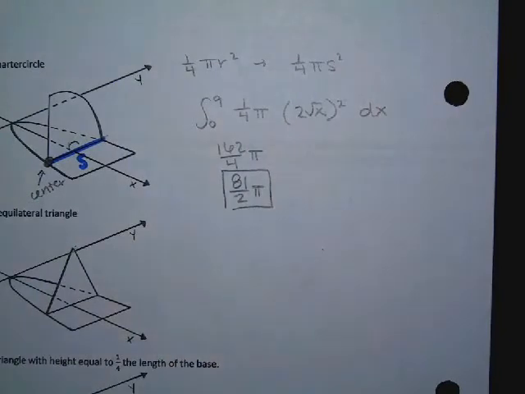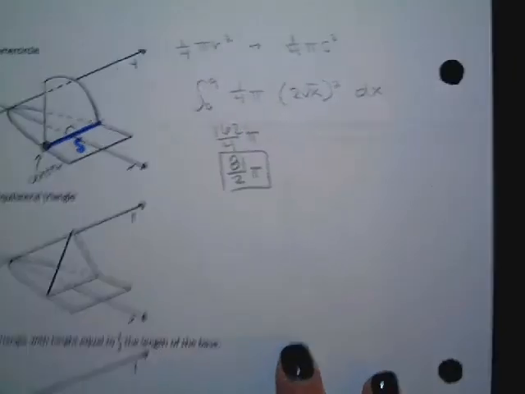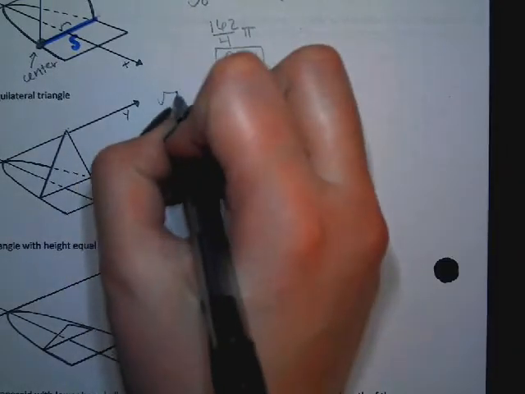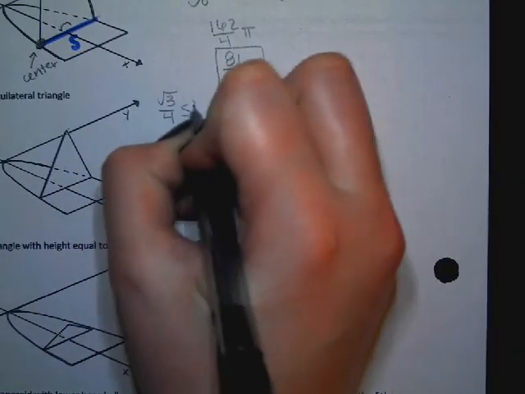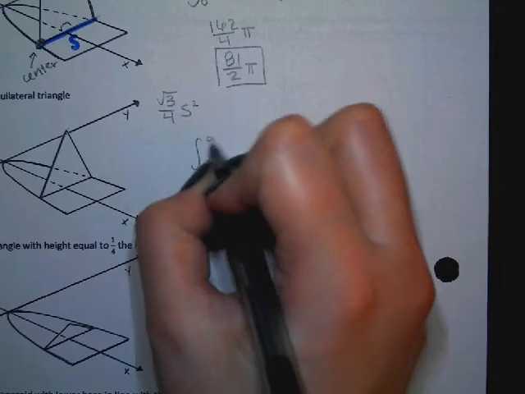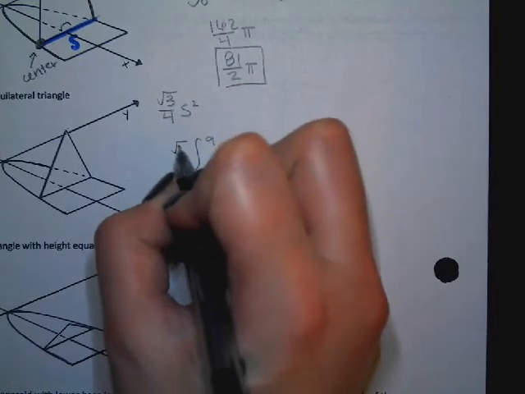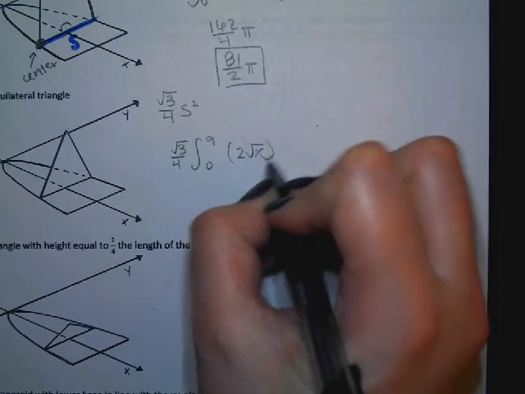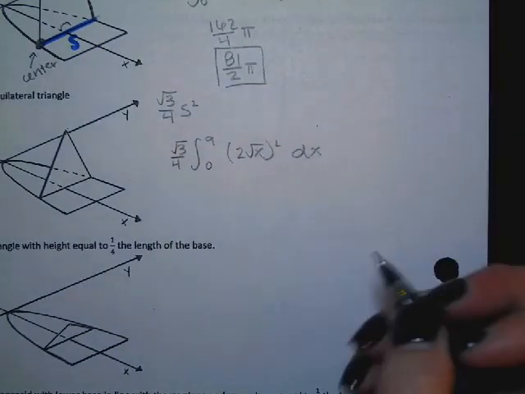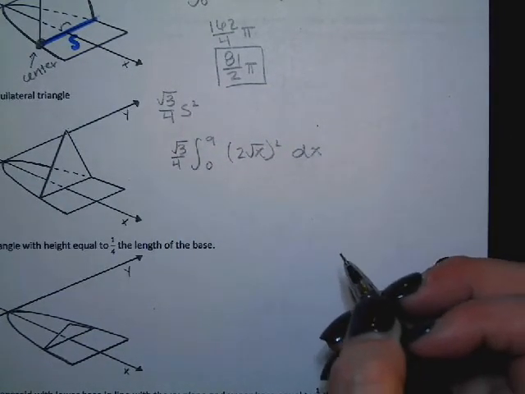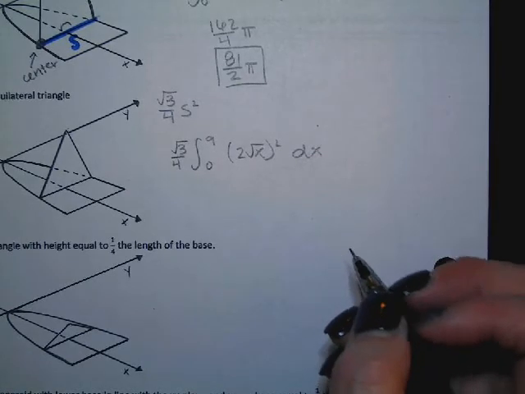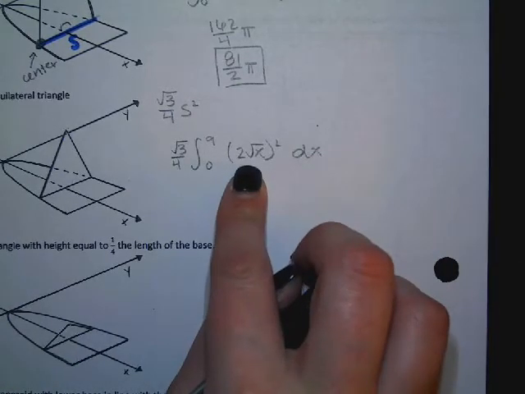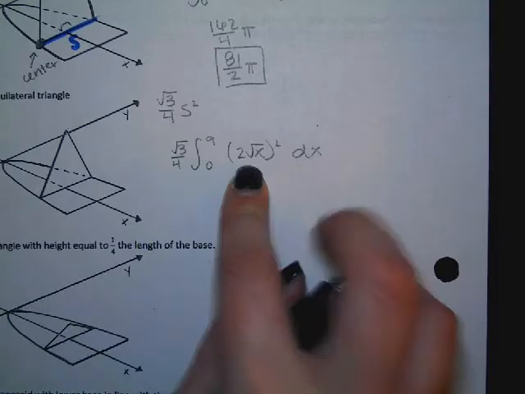All right, anyone have their notes for equilateral triangle? √3/4 s squared. Okay, so we've got 0 to 9. I'm going to go ahead and put the √3/4 in the front. I'm only doing that because we've been doing that the last couple times, where we think of the coefficient as being in the front, so we can see that this is the same thing. It's a lot nicer.